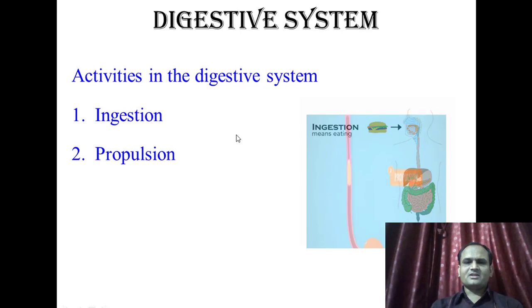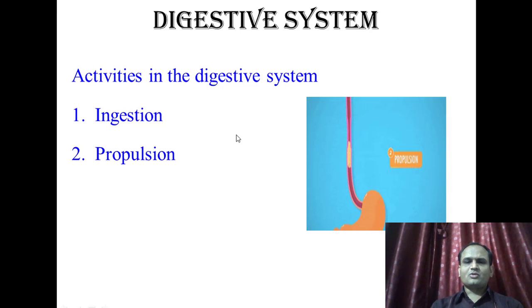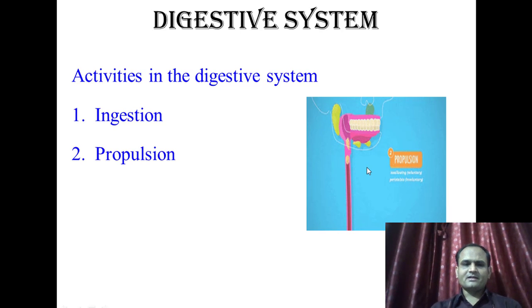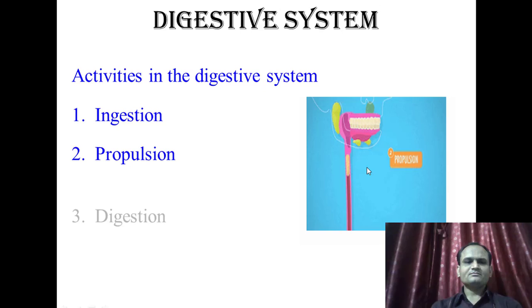Second one, propulsion. Propulsion means the movement of food particles along the alimentary canal. This can be well understood with the help of this figure. It is nothing but the bolus, so far introduced through the mouth, being carried forward towards the stomach. So the movement of food particles throughout the alimentary canal is known as propulsion.